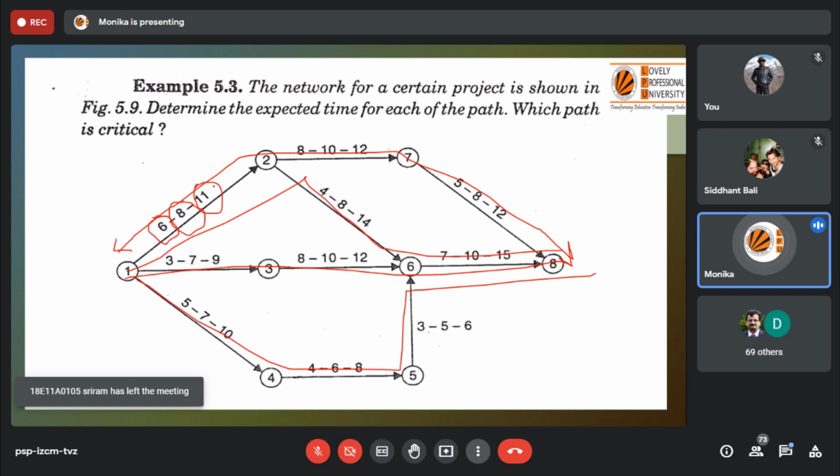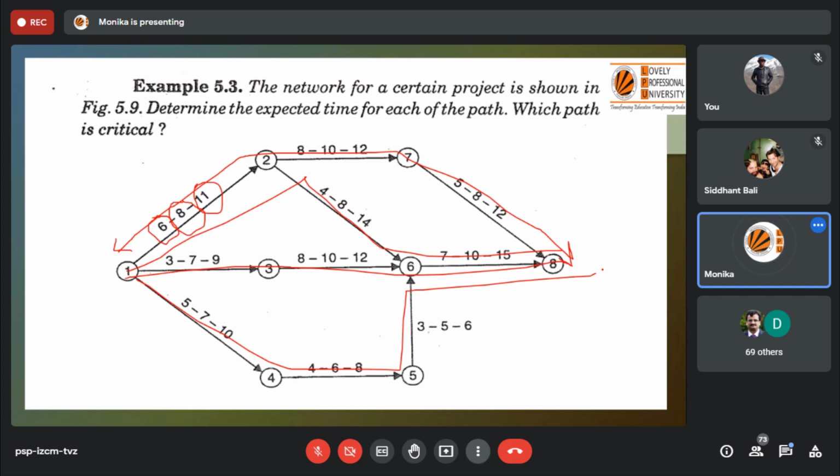So you can calculate separately for all the activities in tabular form, where you write the 1 to 2 activity, 2 to 7, 7 to 8, 1 to 3, 3 to 6, 2 to 6, 6 to 8, 1 to 4, 4 to 5, 5 to 6, and 6 to 8. You can just prepare a table and apply the formula. All times are given to you and you can calculate. Otherwise, there is one more easy way.